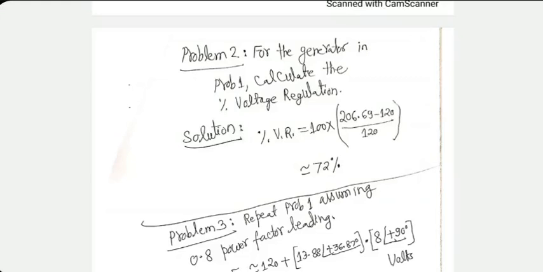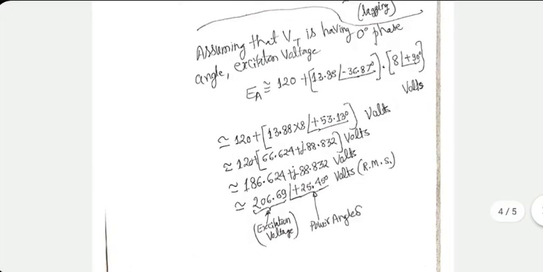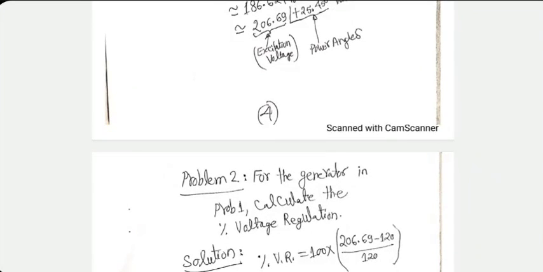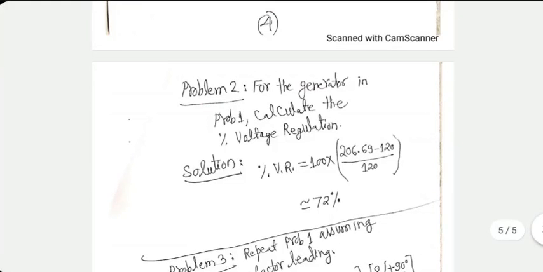And by the way, I should have mentioned, I forgot, that this voltage regulation has been measured at 0.8 power factor lagging. For AC generators, giving voltage regulation value without power factor is not correct. You have to mention at what power factor this value was measured. So the correct answer is 72% at a power factor of 0.8 lagging. Okay.